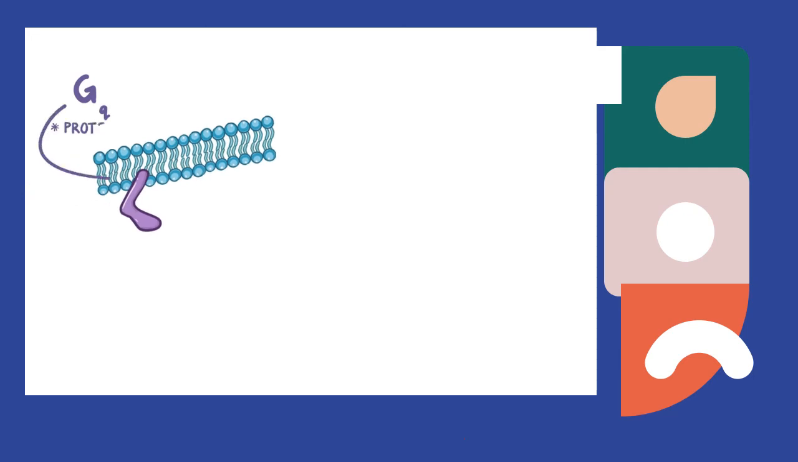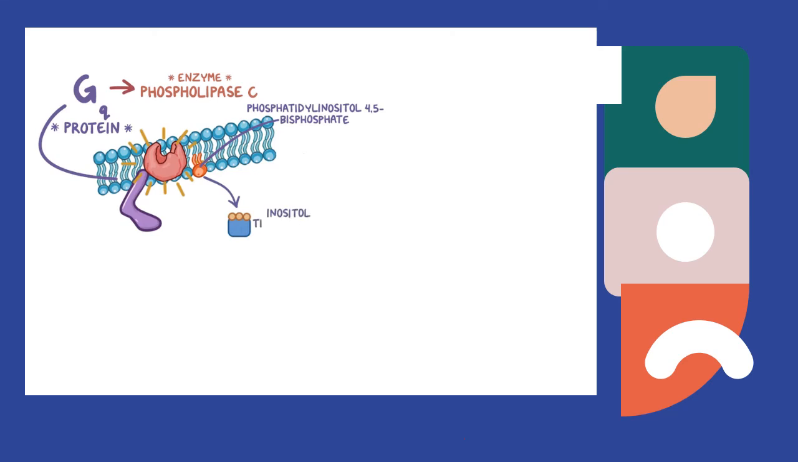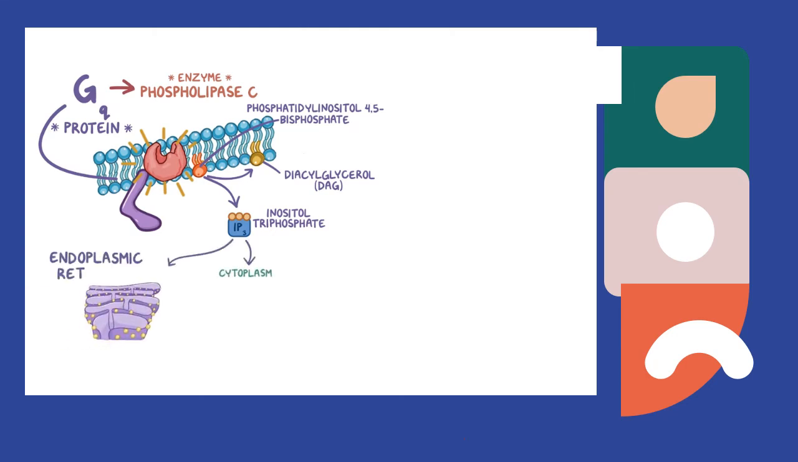The GQ protein activates the enzyme phospholipase C, which is found in the cell membrane. Phospholipase C then cleaves a phospholipid called phosphatidylinositol 4,5-bisphosphate into inositol trisphosphate and diacylglycerol. Inositol trisphosphate is soluble and diffuses freely through the cytoplasm and into the endoplasmic reticulum, where it opens up calcium channels. Since the calcium concentration is higher in the endoplasmic reticulum than in the cytoplasm, calcium flows out of the endoplasmic reticulum to the cytoplasm.